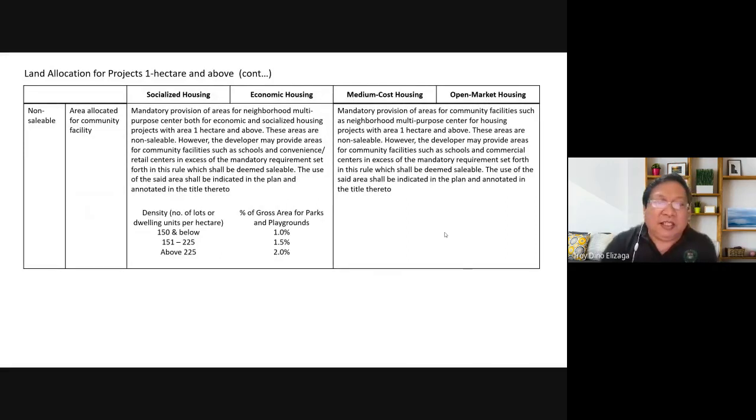For community facilities, we're required here to put up a multi-purpose center for housing projects with an area of 1 hectare and above. It's not a chapel; it's just a space to be used for anything, basically multi-purpose. It can be used as a chapel when there's a mass, but it can also be used later on for meeting area, assembly, training, etc.